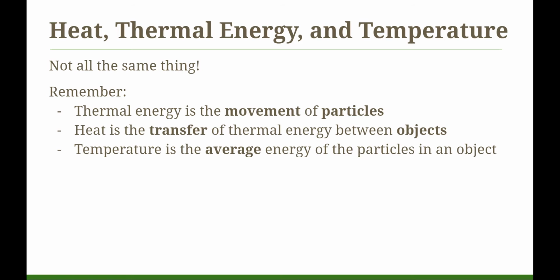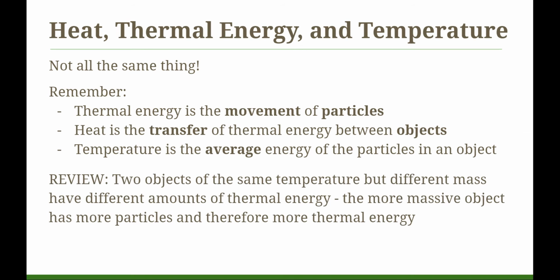So remember, thermal energy is the total amount of energy based on the movement of particles. Heat is just the transfer of thermal energy, and temperature is the average energy, again, based on the movement of particles. So if we have two objects of the same temperature but different mass, they'll have different amounts of thermal energy. Remember that the more massive object has more particles, and therefore it will have more thermal energy just because it has more particles that contribute to its total energy.